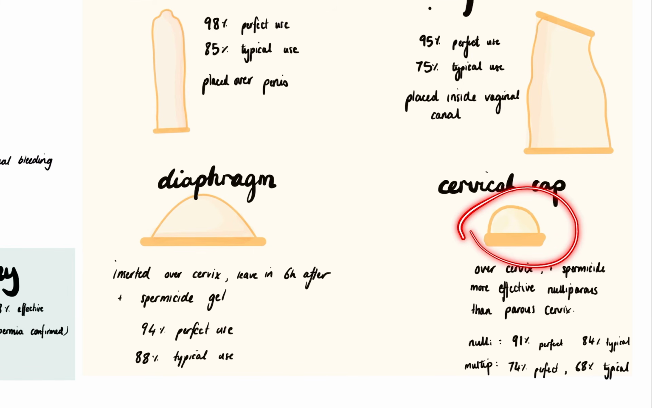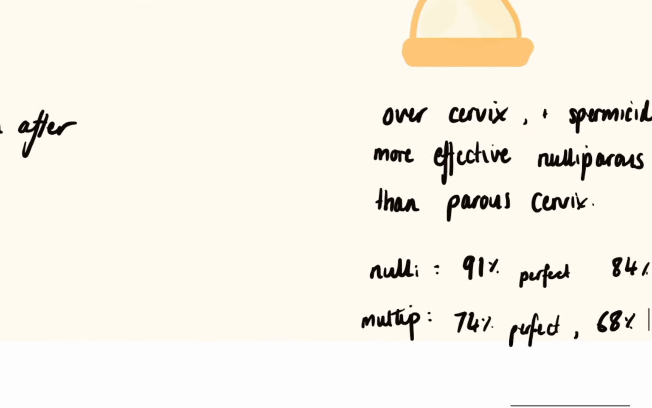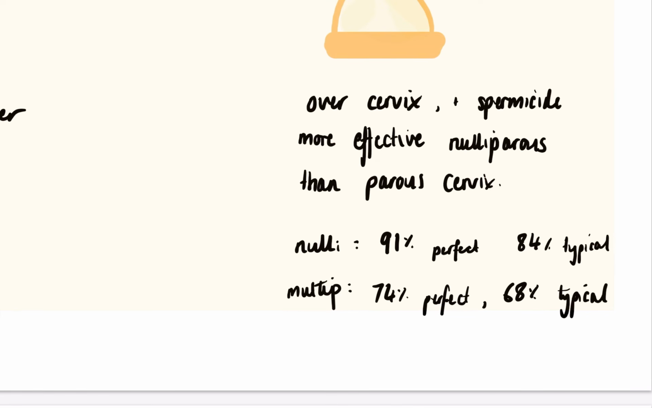And then you also have a cervical cap, which is smaller. It just goes over the cervix. It doesn't really stretch as much or cover as much surface area, and it's way more effective in nulliparous than parous cervixes. So in people who've had multiple children, even in perfect use of the cervical cap, you only get 74% efficacy versus 91% in someone who hasn't had children before.